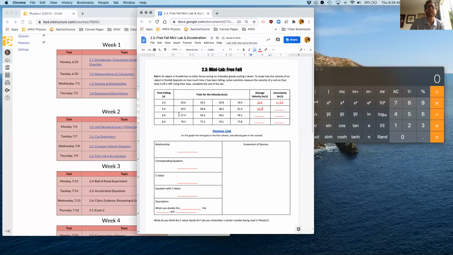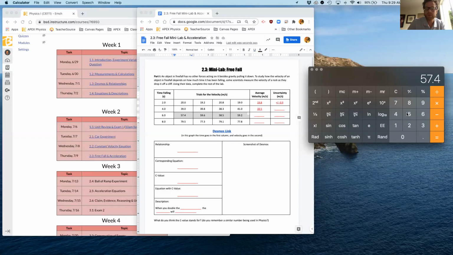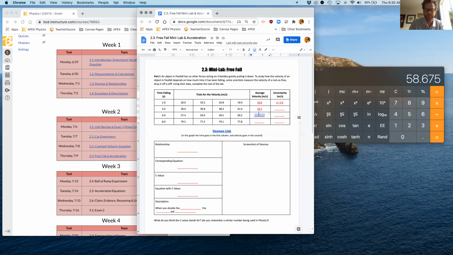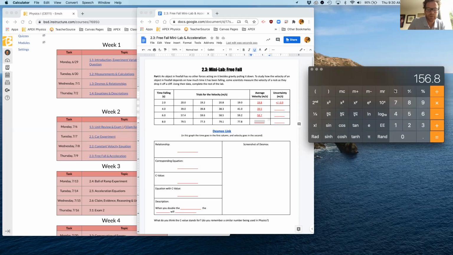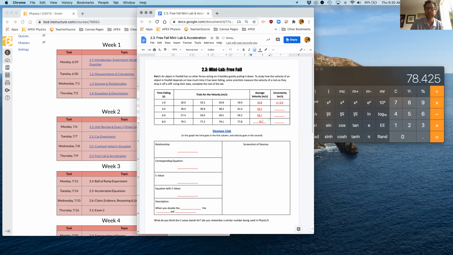Okay, next set are these numbers right here. 57.4 plus 59.6 plus 58.5 plus 59.2 equals, divided by 4, 58.7. And then this final one right here, I have 79.5 plus 77.3 plus 79.1 plus 77.8 equals, divided by 4, 78.48. Okay, or sorry, 78.4.